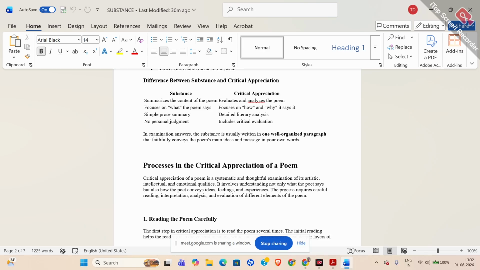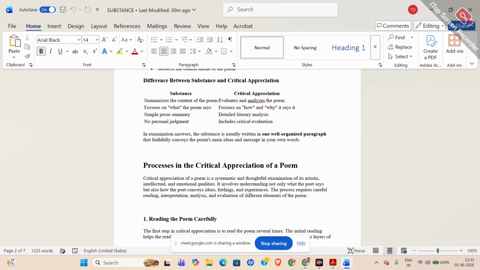But in a critical note you are not doing that. You are going to evaluate, you are going to judge, you are going to give judgment, and you are going to analyze the poem from a critical standpoint. Substance focuses on what the poem says. Critical appreciation focuses on how and why it says it.